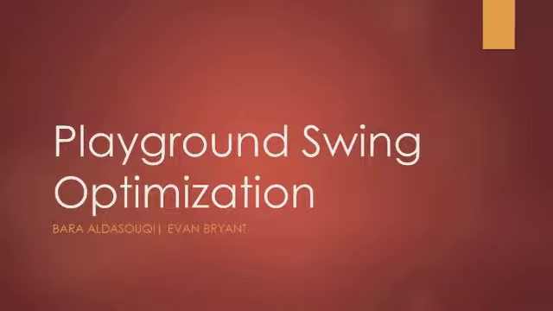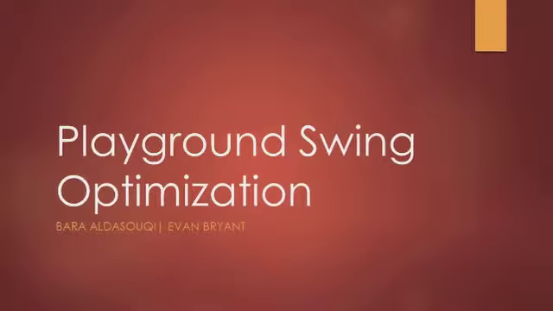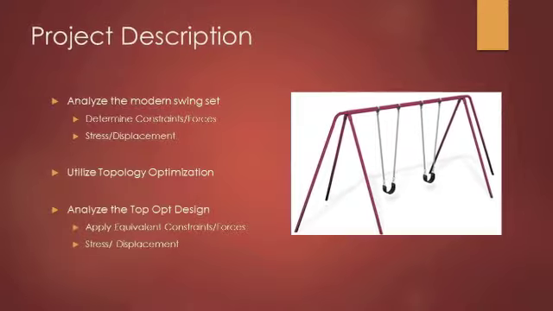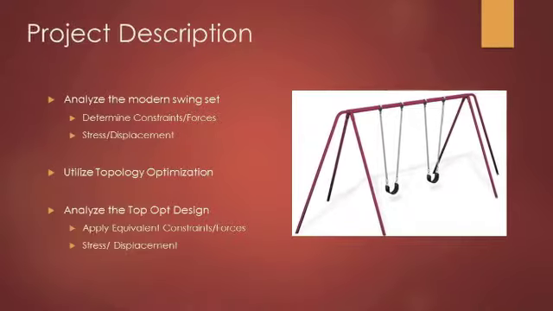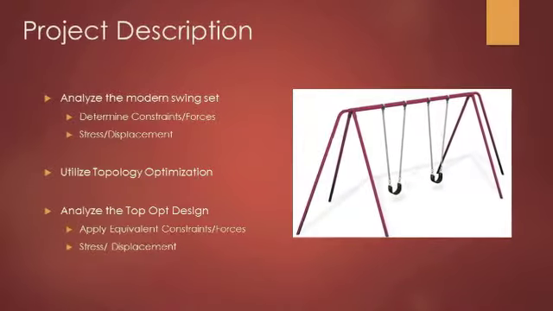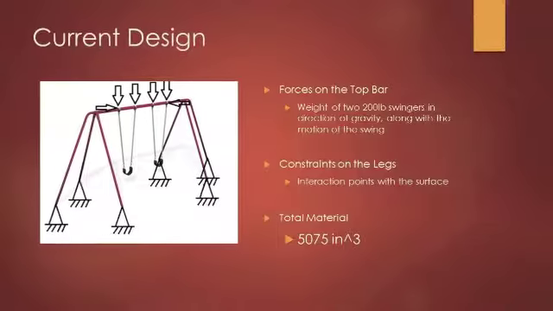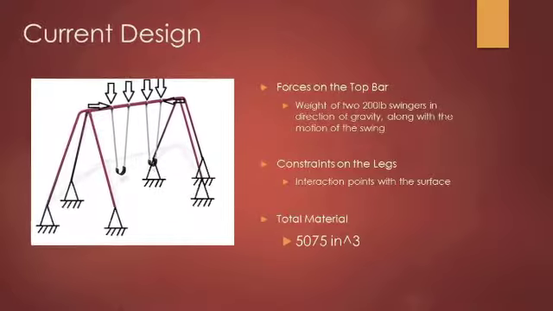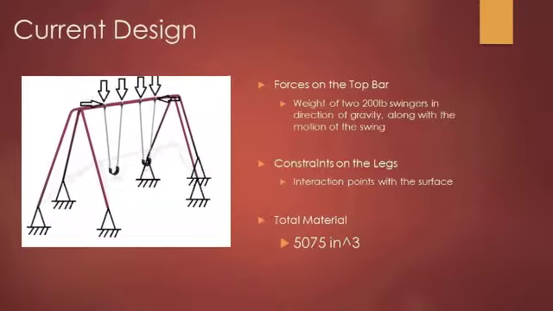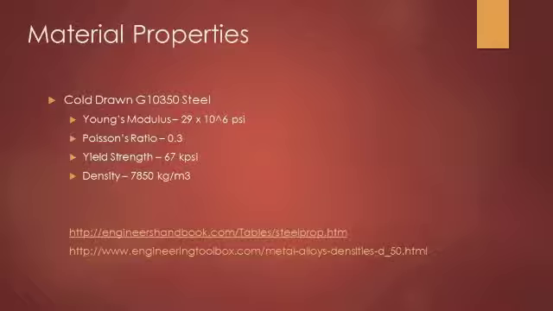For our project, we chose to optimize the design of a basic playground swing set. The goal of the project was to blend the constraints and forces of the existing structure into the optimized design in order to use less material while still properly supporting the swingers. The current design uses 6 leg supports and 1 top bar and is most commonly made of drawn steel.